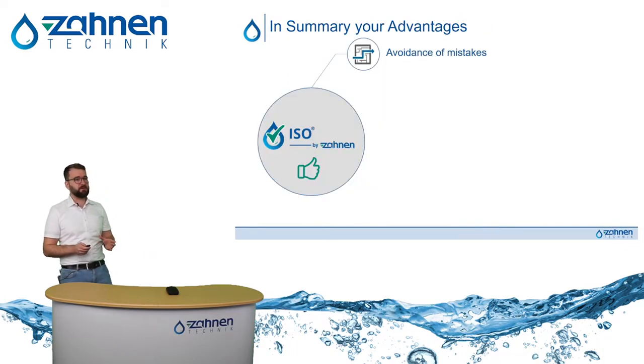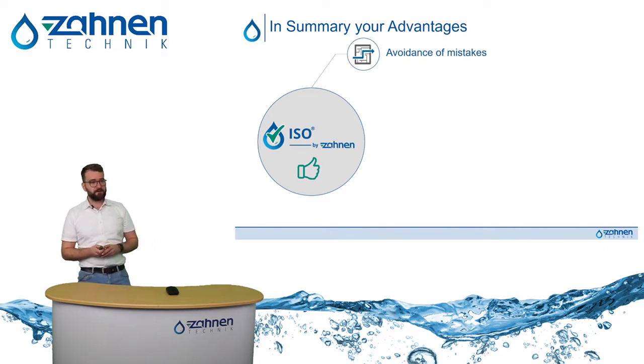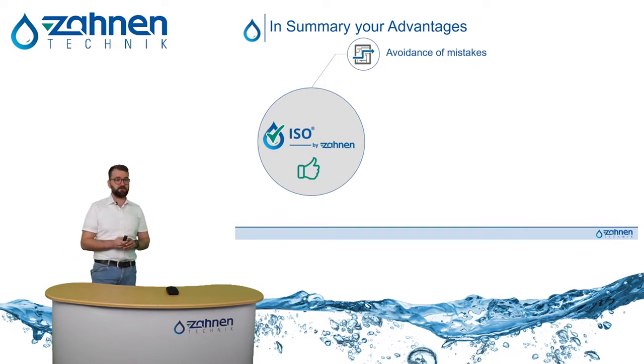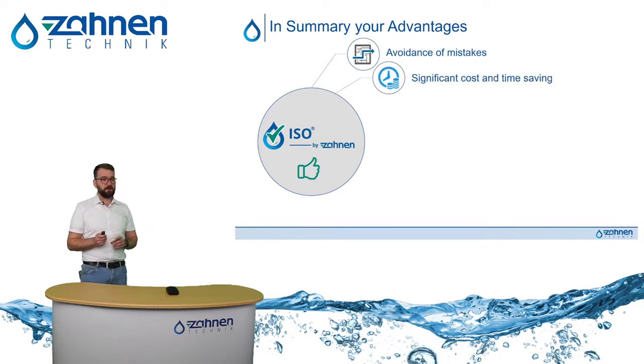So to sum up, the advantages are, well, one of the biggest advantages of ISO is the avoidance of mistakes. Since you have a guided process in your engineering and every information is still there and you have one single source of truth where the information comes from. So every document that you create is based on the same information. So there's no differences in those documents. So you have a big avoidance of mistakes. And as we all know, mistakes are sometimes very costly.